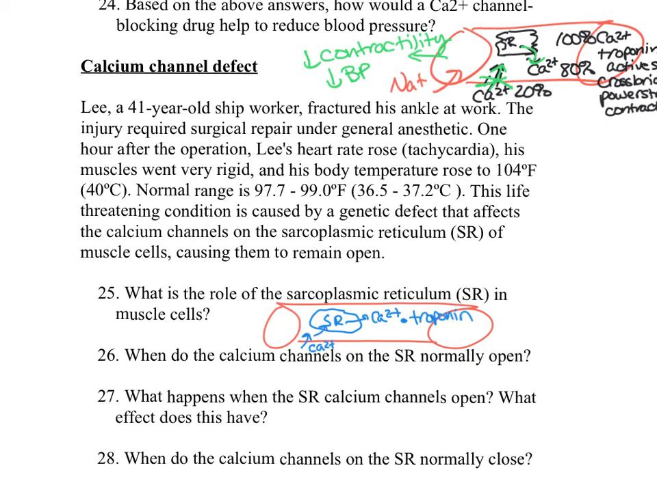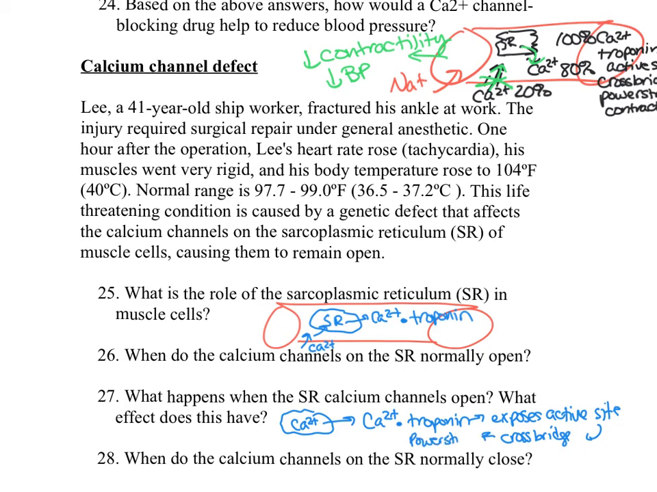What happens when the sarcoplasmic reticulum calcium channels open, and what effect does this have? So when the SR calcium channels open, calcium leaves the SR, enters into the cytoplasm of the contractile cell of the heart, and it binds to troponin, which moves tropomyosin away from the active site, so we get active site exposure, and then we get the cross-bridge formation where the myosin head binds to the active site, and then we get the power stroke where the myosin head will pivot, and that will shorten the sarcomere, and ultimately we get the muscle contraction.